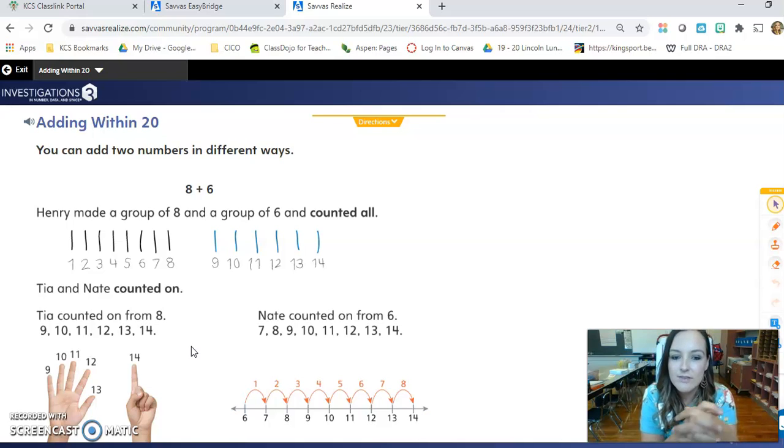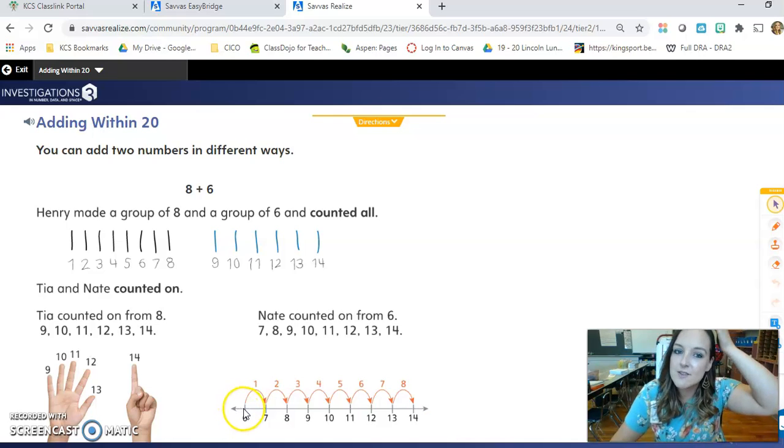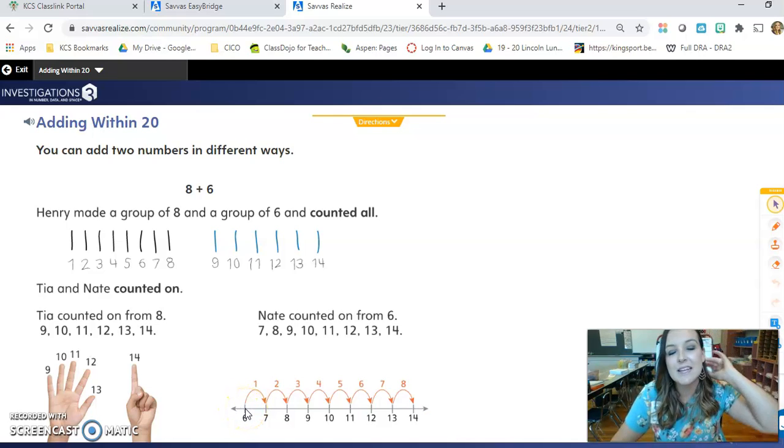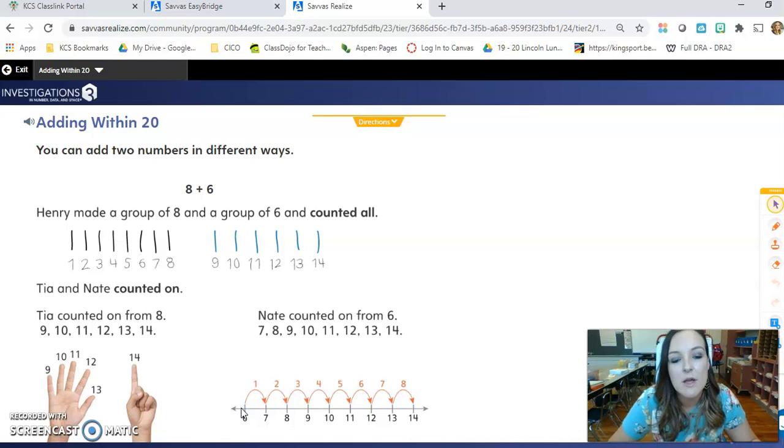Now Nate on the video, he used a number line, which you should have either in your materials for this week or it was in your materials last week. So you can see he started at number 6, which is fine because when we're adding, it doesn't matter which number we start with. And he added on 8, so he did it on the number line. So he said 1, 2, 3, 4, 5, 6, 7, 8. And he stopped at 14. So those are some different strategies for you to use when you're counting.